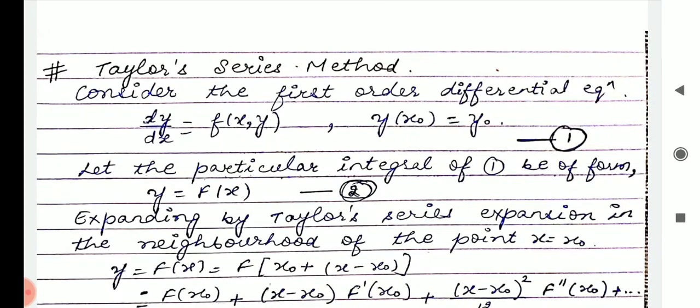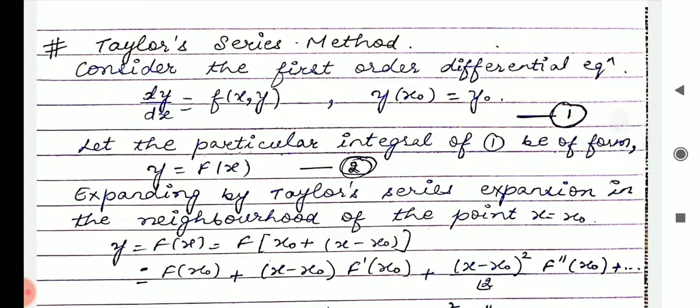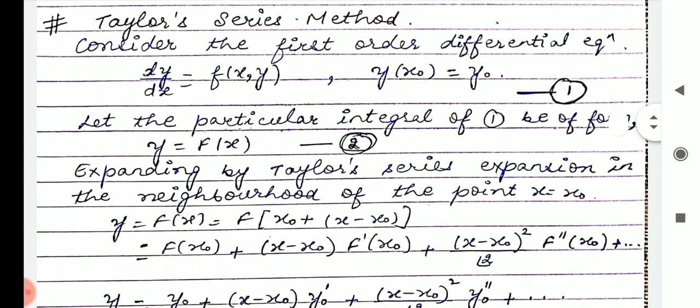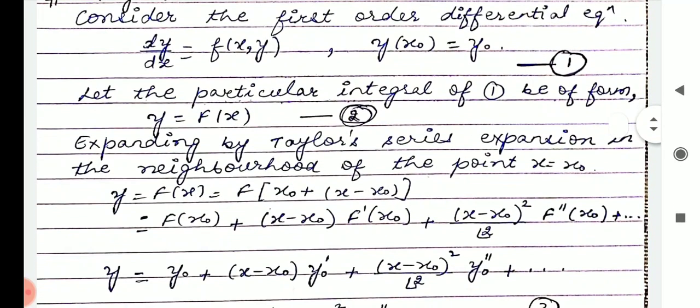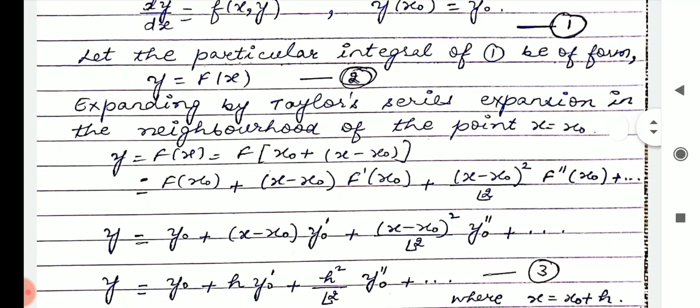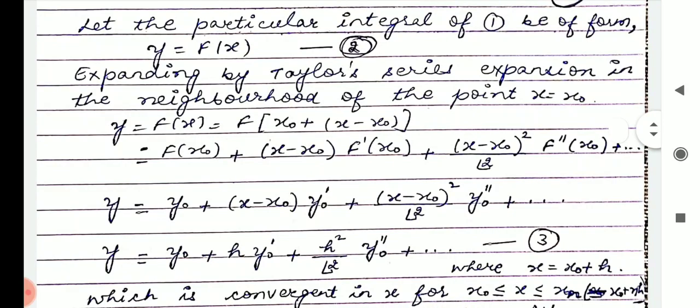So consider the first order differential equation dy by dx is equal to f(x, y) with the initial condition y at x naught is equal to y naught. Let a particular integral of (1) be of the form y = f(x). Expanding by Taylor series expansion in the neighborhood of the point x = x naught, y = f(x) = f at x naught plus (x minus x naught).